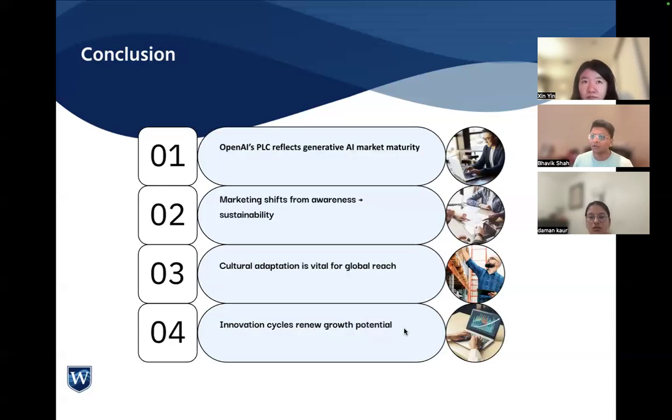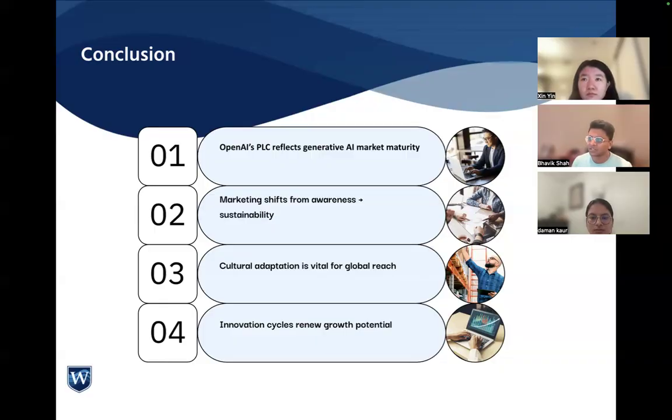In conclusion, OpenAI's product lifecycle mirrors the broader maturity of the generative AI market. As the technology transitions from introduction and growth phases toward maturity, marketing strategies are shifting from raising awareness to emphasizing long-term sustainability and responsible usage. Global expansion requires cultural sensitivity. Adapting AI tools to local languages, ethics, and values ensures deeper market penetration and acceptance.